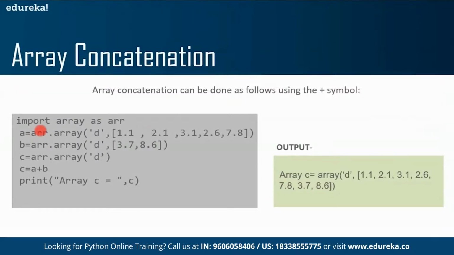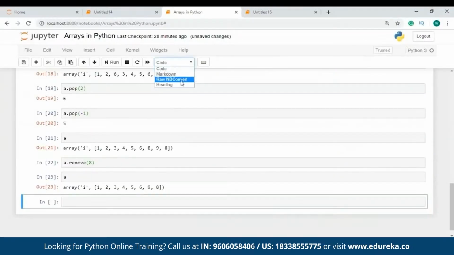As you can see on the screen, I've created some random arrays A and B, and then I've created some random array C, which is empty. Also make a note that all three arrays have the same type code. And then I've concatenated A and B into my empty array, which is C. As you can see in the output, all the elements present in A and B have been concatenated into my array C. Now let's go to our Jupyter notebook and perform array concatenation.